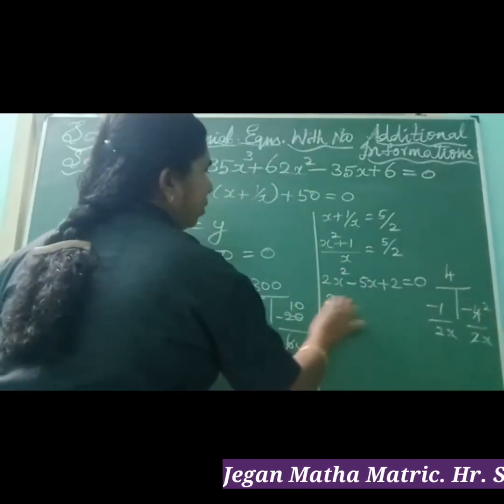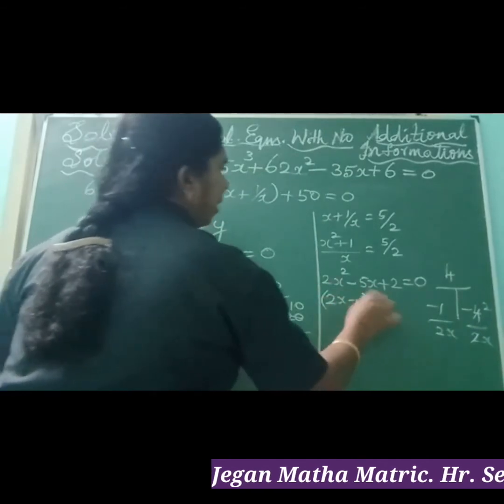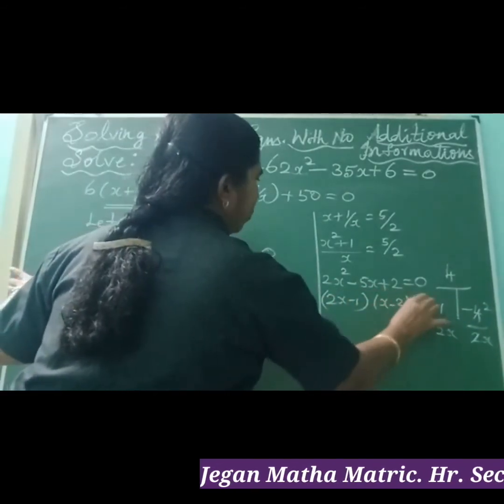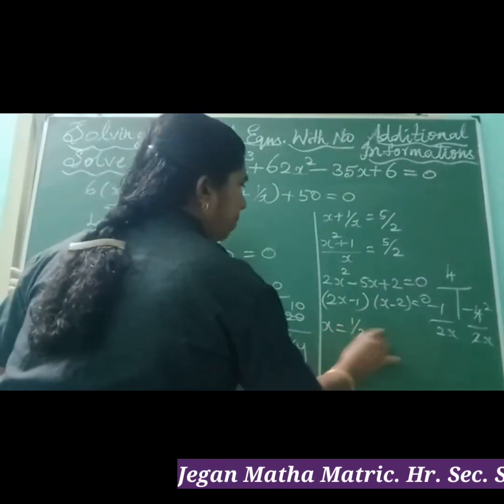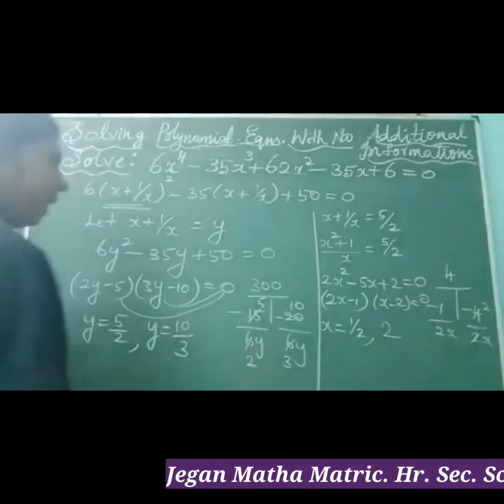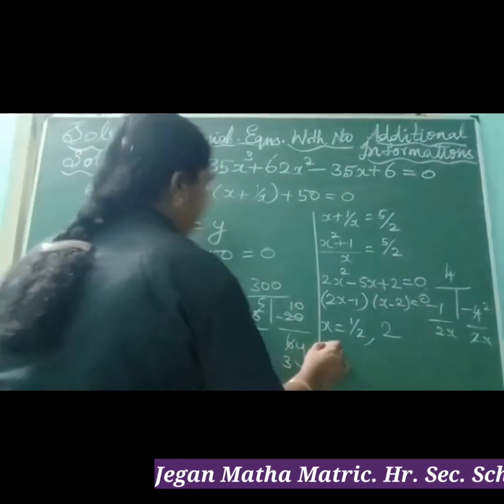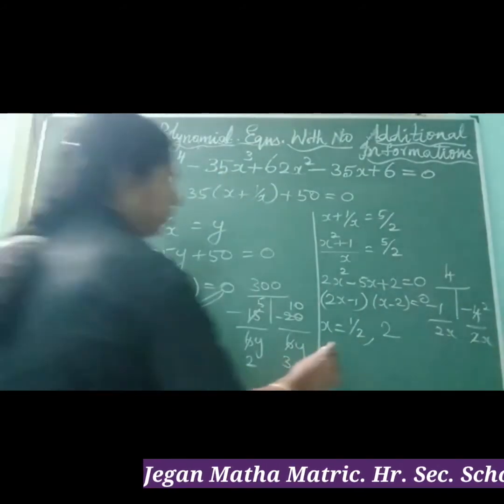So we are getting (2x - 1)(x - 2) = 0. Therefore the value of x is 1/2 and 2. Same way, now you can take when y = 10/3.